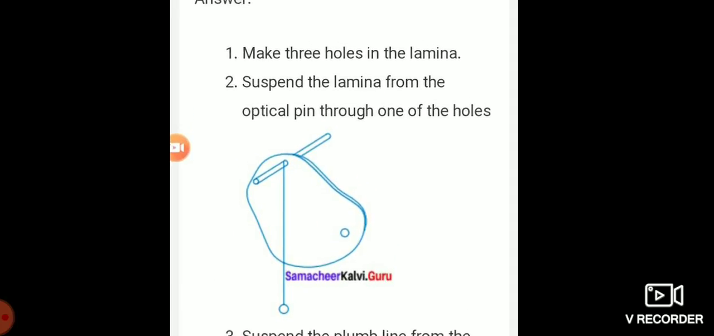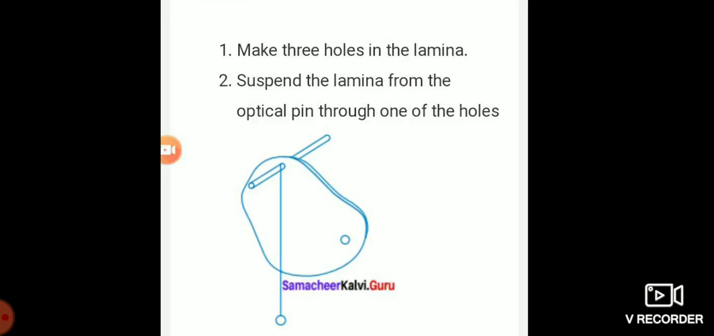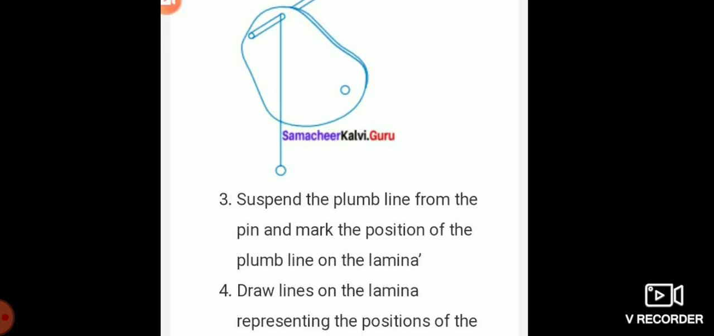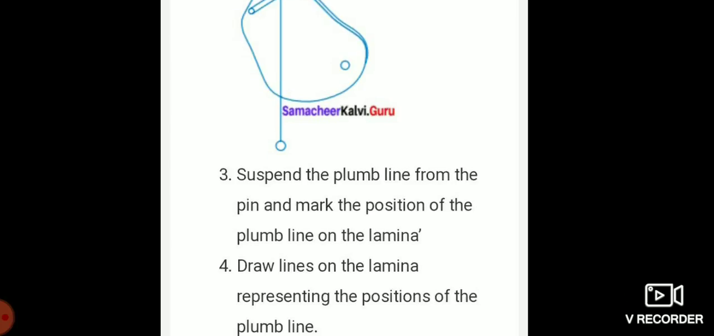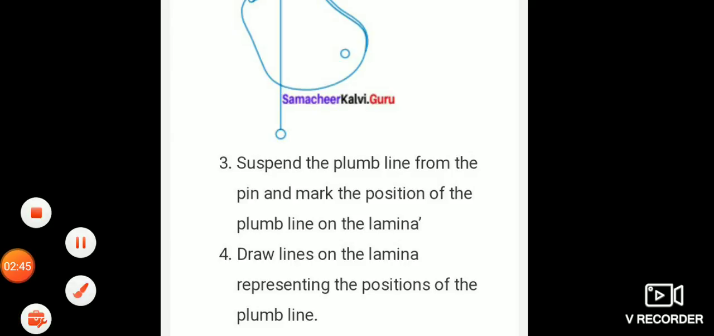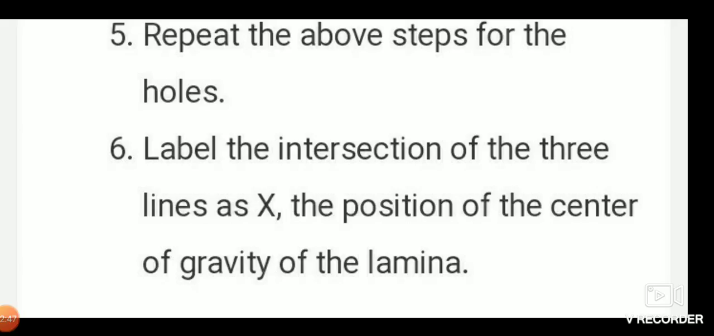Make 3 holes in the lamina. Suspend the lamina from the optical pin through one of the holes. Then suspend the plumb line from the pin and mark the position of the plumb line on the lamina. Draw lines on the lamina representing the position of the plumb line. Then repeat the above steps for the other holes.